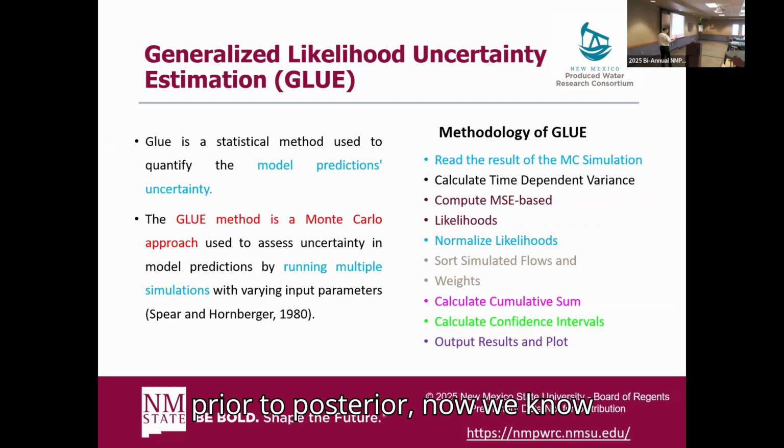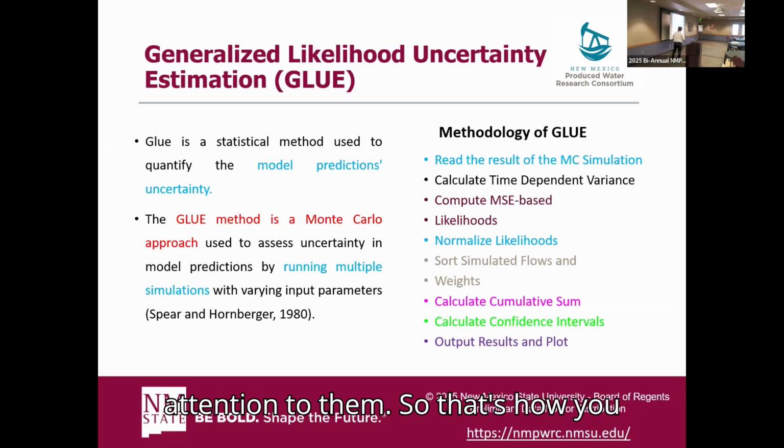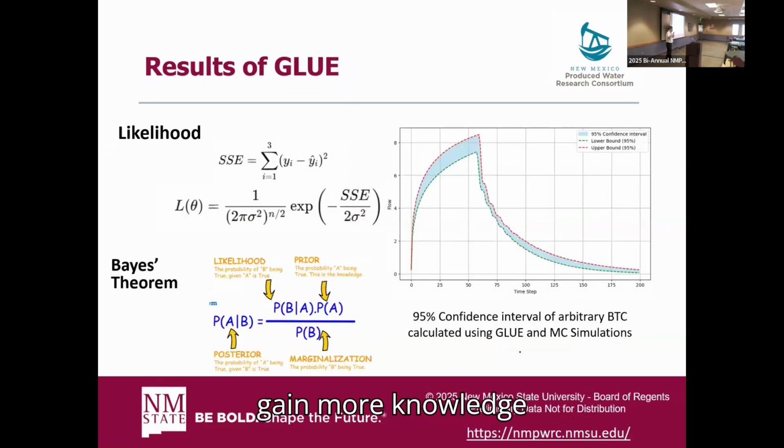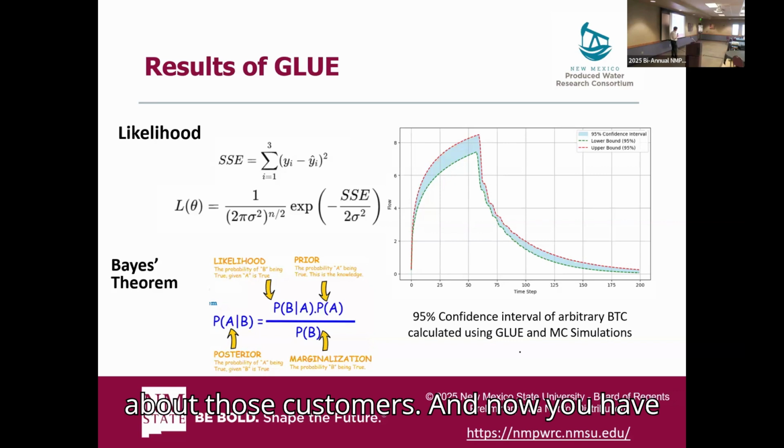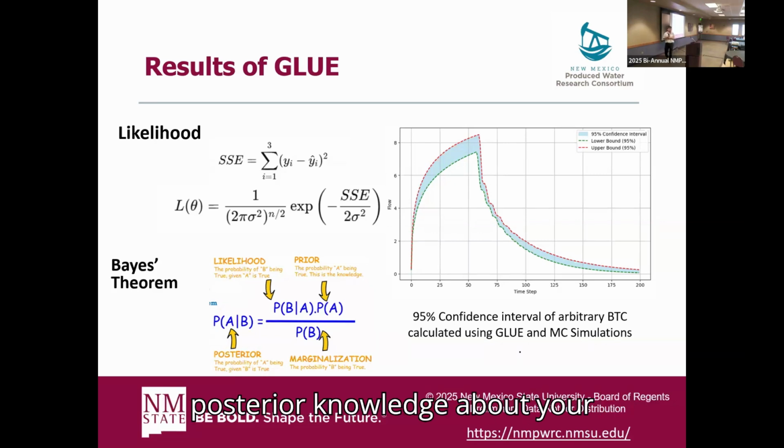Now, prior to posterior, now we know who is impatient, right? We give more attention to them. So that's how you gain more knowledge about all these parameter sets. So this is the Bayesian theorem. Initially you have a probability of your, let's say, your customers being patient. We don't know, right? We give the same level of attention, and then you start getting complaints. Now you learn from those complaints and you revise your knowledge about those customers. And now you have posterior knowledge about your customers.